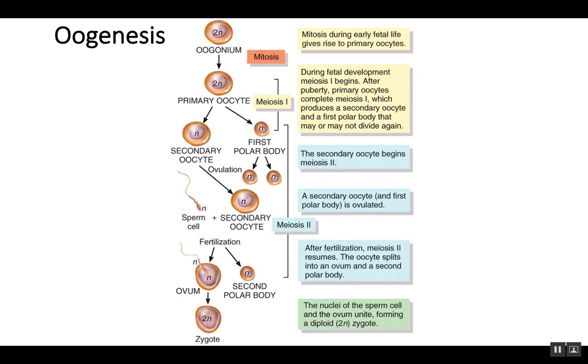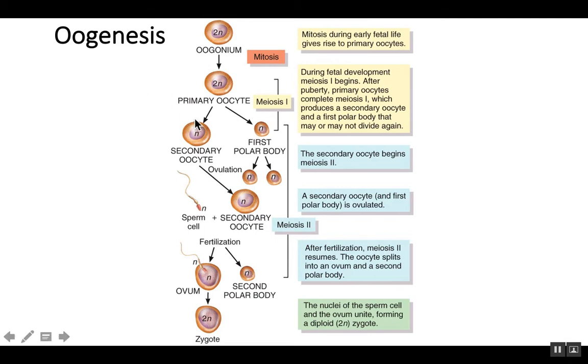Then after birth, it stops. Pretty much everything is on hold from birth until puberty. Then once puberty starts, meiosis begins to finish. And when meiosis 1 is finished, the result is a secondary oocyte and what's known as the first polar body. In males, there were 2 secondary spermatocytes, but in females, there's 1 secondary oocyte and 1 polar body.